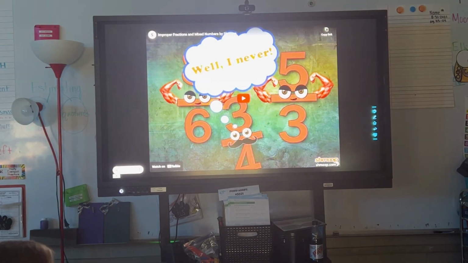Alright, so I stopped it right there because I didn't want it to go into the next skill.